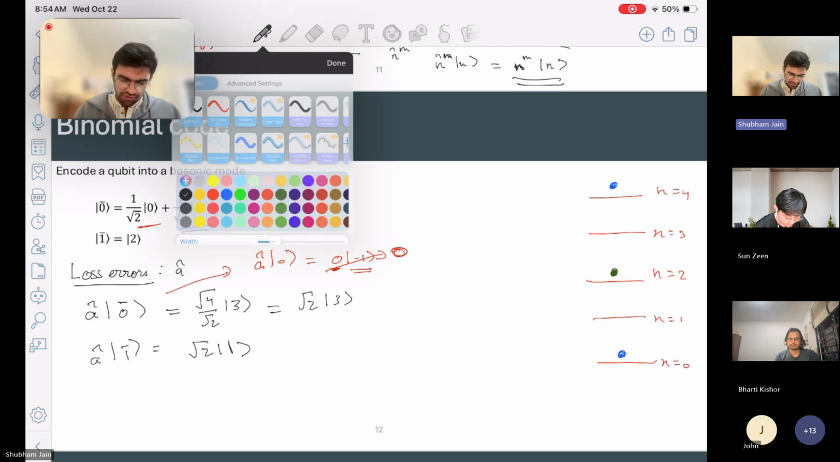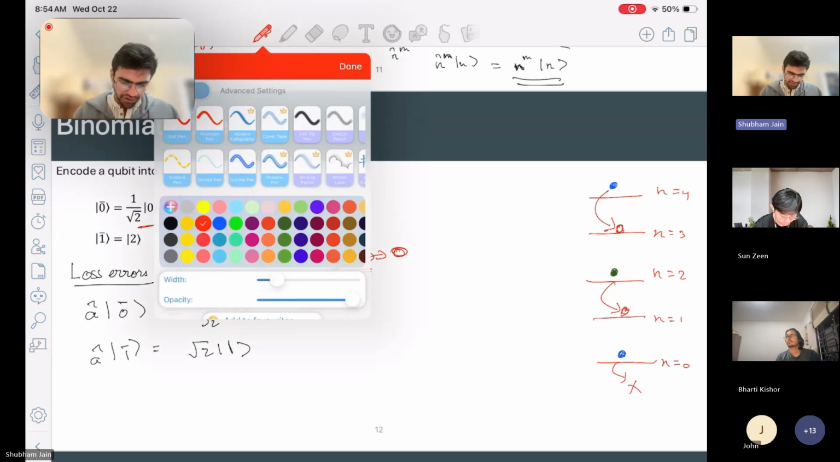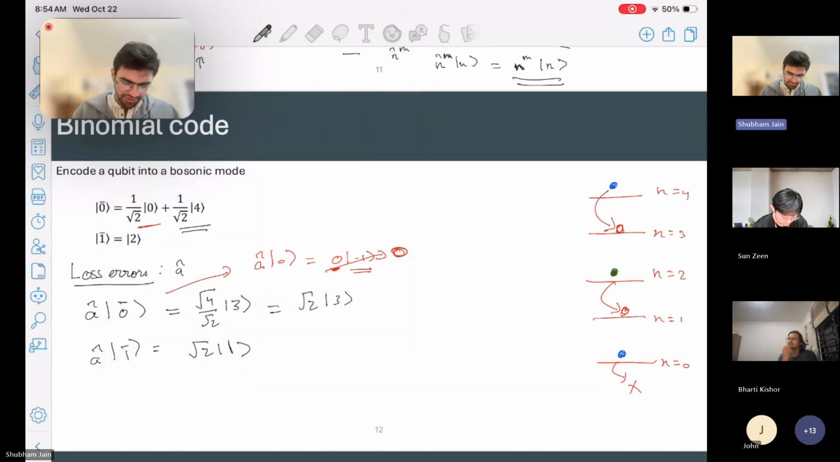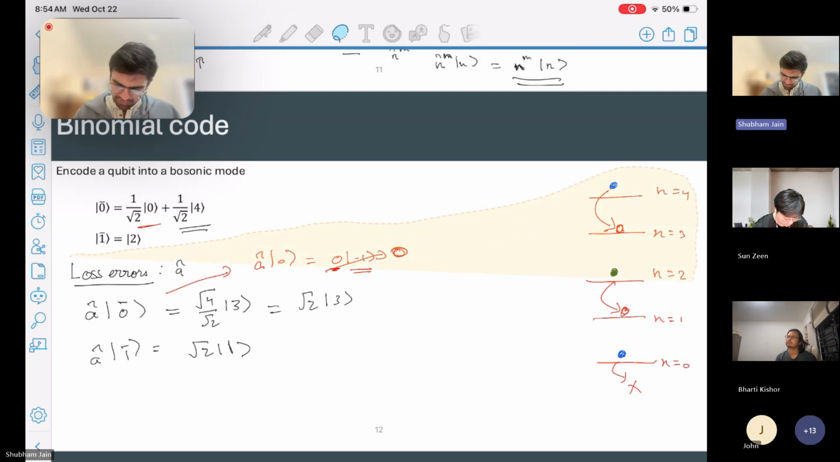So what's the action in this Hilbert space? On the zero state, we are brought down to here, and this just goes to the vacuum, or not the vacuum, sorry, it's just annihilated. And this state is brought down to n equals 1. So these are the erroneous states that we have. Now, how do we correct against these? What is the analog of, let's say, I'm going to copy this.